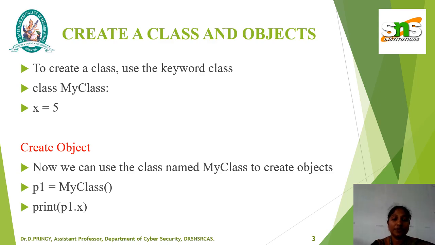After creating a class, we have to create an object. To create an object, we just call the class constructor. For example, p1 = MyClass(). MyClass is the class name that we created previously, followed by opening and closing parentheses. A constructor is a special method which shares the same name as the class. After creating an object, I can access the members of the class. For example, print(p1.x). p1 is the object of MyClass, x is the member of MyClass. So I'm accessing the member of the class using the object.